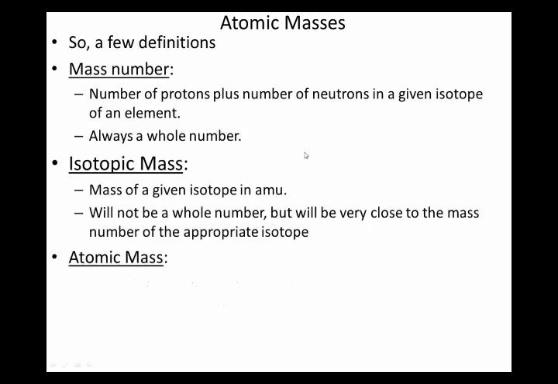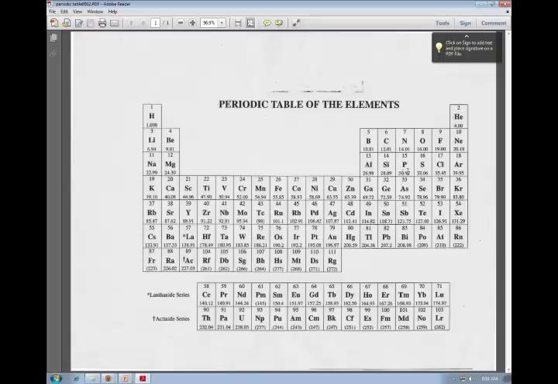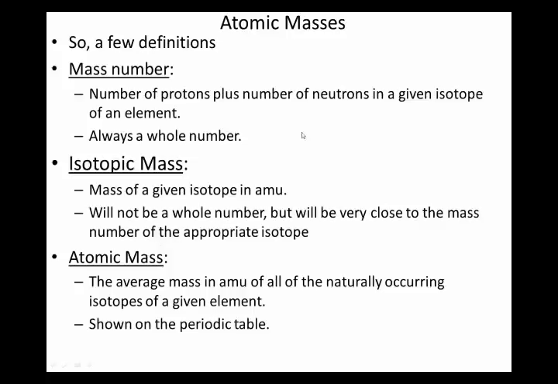Atomic mass is the average mass in AMU of the naturally occurring isotopes, and this is the number actually shown on the periodic table. So that's what this value is here. It is actually the average, right? And after this chapter, we're going to mostly just use the atomic mass. We don't tend to deal with individual isotopes too much. All we really end up caring about after this chapter is usually just the average.